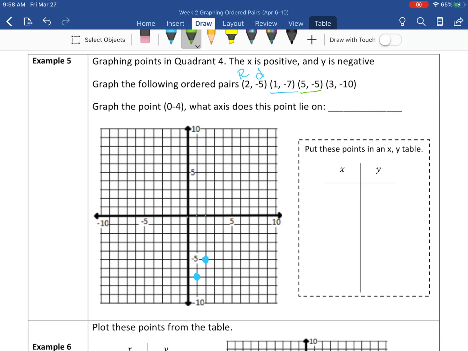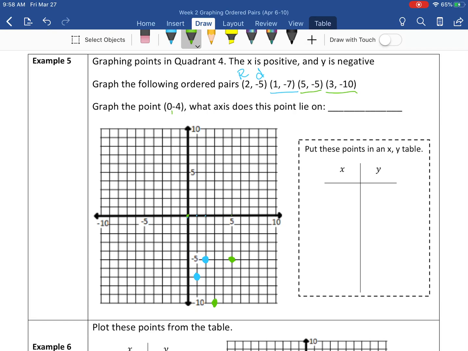Well, 5, -5, we're going to start at the origin and go to the right 5 squares and then down 5 squares. And last but not least, 3, -10, we're going to go to the right 3 squares and down 10 squares. And those are our points.